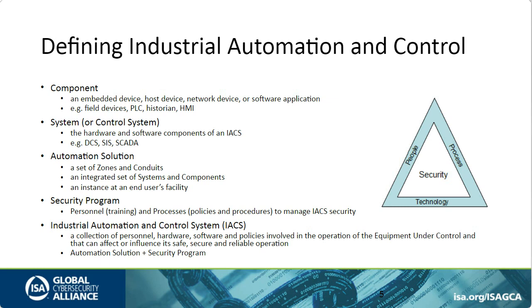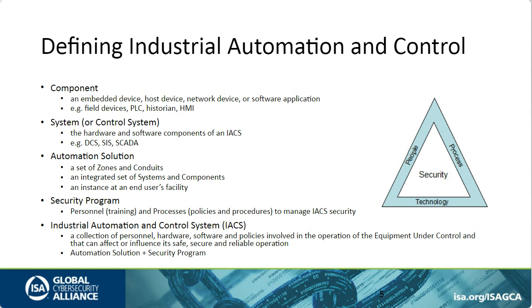And finally, software applications are software programs executing on the infrastructure that are used to interface with the control system or the equipment under control. Examples are historians, human-machine interfaces, or HMI, and advanced or optimizing control applications. So components are used to build systems, and systems are defined as the hardware and software components of an industrial automation and control system. Systems are composed of an integrated set of components.